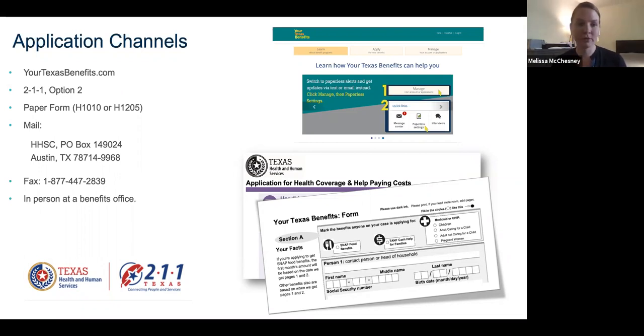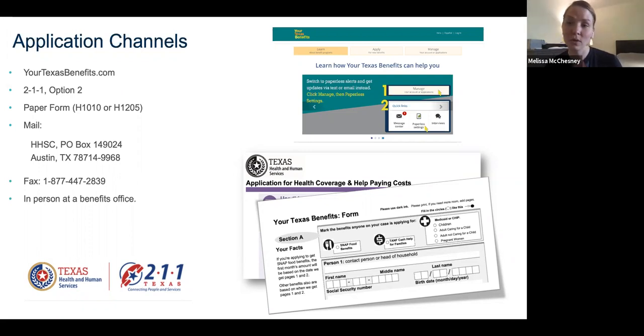If you use a paper form, you can mail that in to the address on the screen. You can fax it in. I do know that a lot of people don't have access to fax machines right now if they're not in their offices, but that is an option, and it's a fairly quick option. If you have a client who prefers the paper form, it is a faster way to submit it. And then of course, you always have the option of dropping off a paper form in the benefits office.